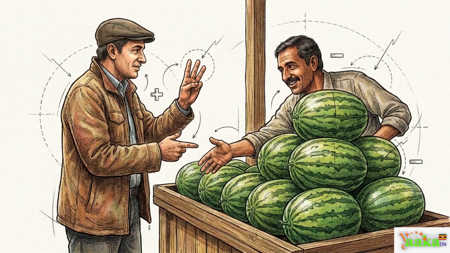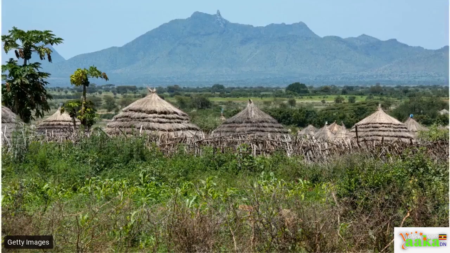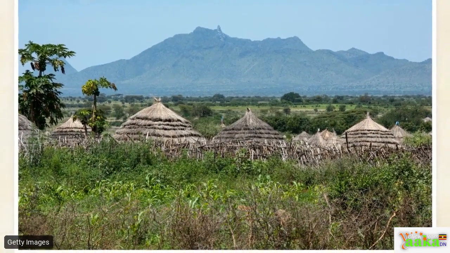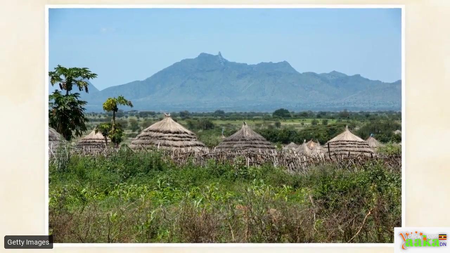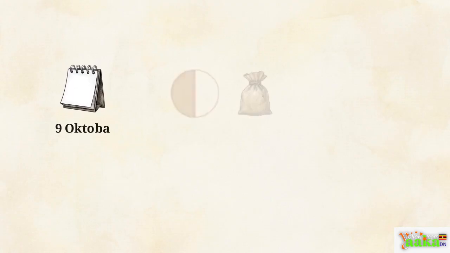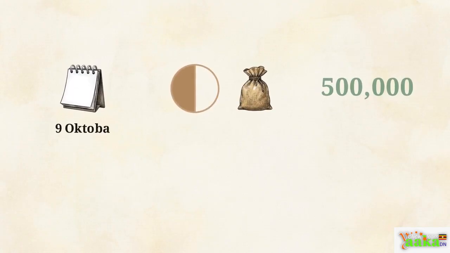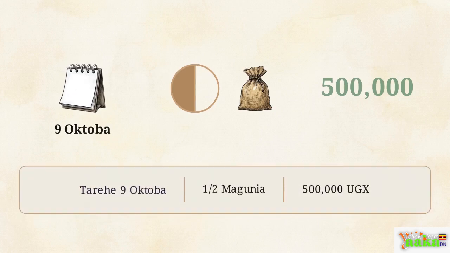Totals identifies you as a knowledgeable participant in local trade, rather than a visitor. These skills become critical in rural trade, such as a farmer in Karamoja calculating complex yields for a middleman. A farmer might say, Tarehe tisa mwezi wa October, niliuza nusu ya magunia yangu kwa shilingi laki tano. That translates to, on October 9th, I sold half of my sacks for 500,000 shillings.